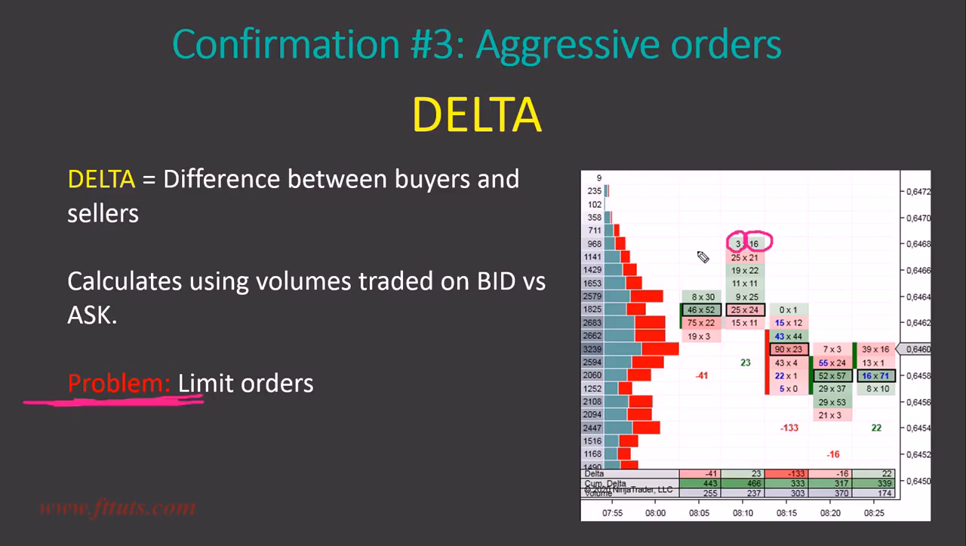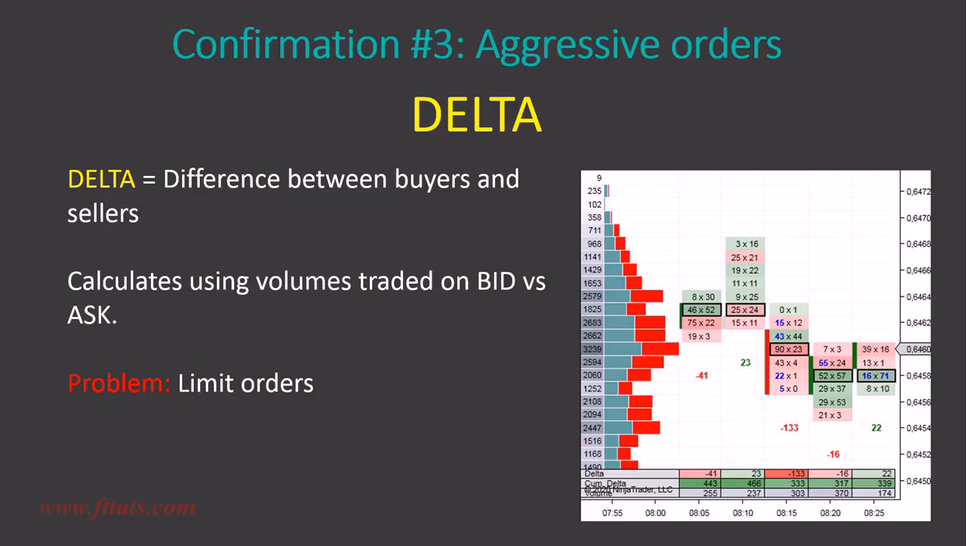But it's not usually like that. People like to use market orders, especially aggressive traders. When they need to enter a position, they need to enter with market orders. So delta helps. Delta is very useful to watch, but you also need to remember that it's not a holy grail, all right? Because of the limit orders.